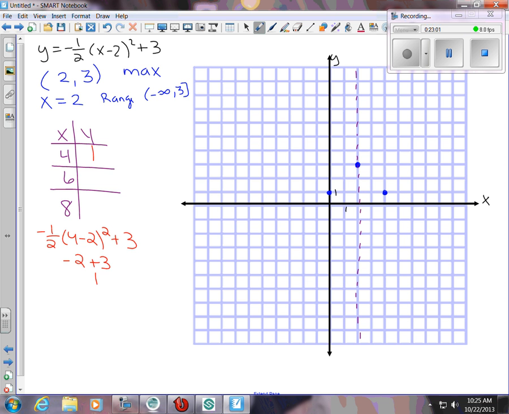Let's go to 6. Negative 1/2 times (6 minus 2) squared plus 3. 6 minus 2 is 4, squared is 16, times the negative 1/2 is negative 8. There you go. You getting the hang of that? We know multiplying by half is the same thing as dividing by 2. Okay? So I've got the point (6, negative 5). 2, 3, 4, 5, 6. 1, 2, 3, 4, 5. So what other point do I have? (Negative 2, negative 5). Very good. Do I need any more?